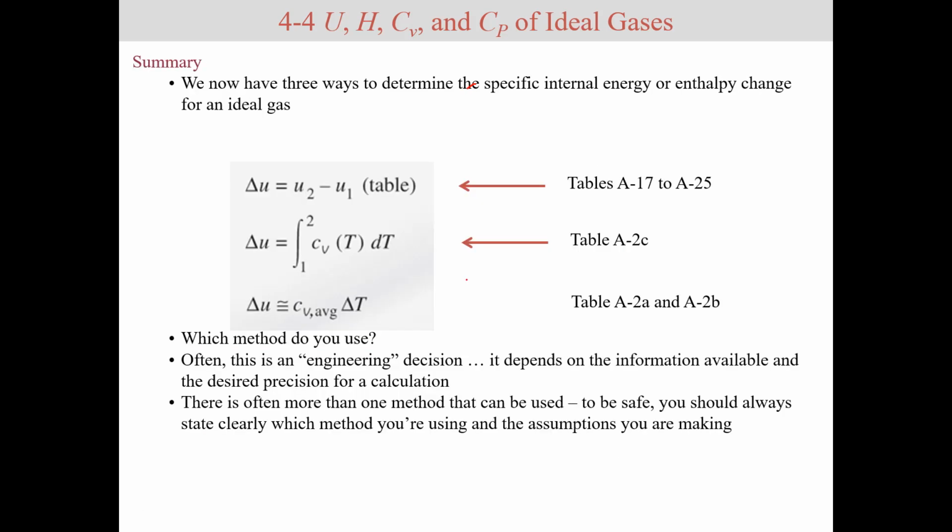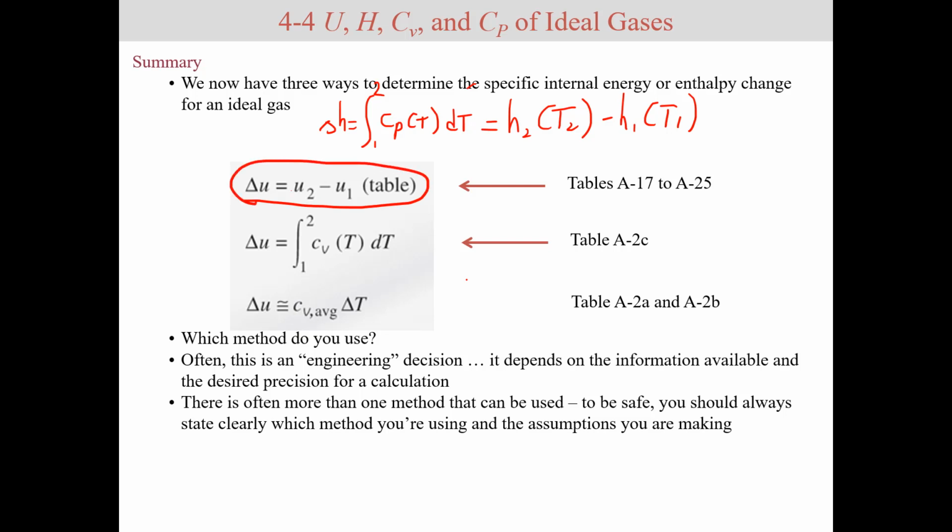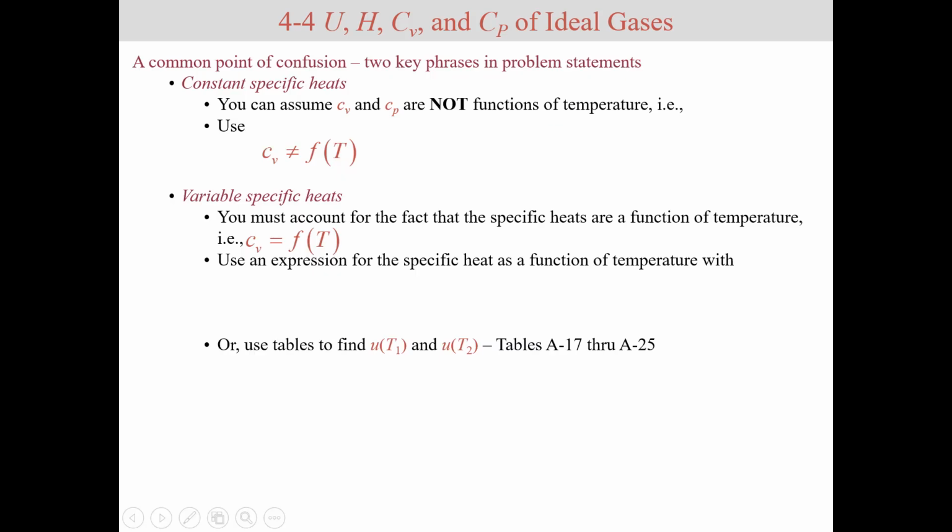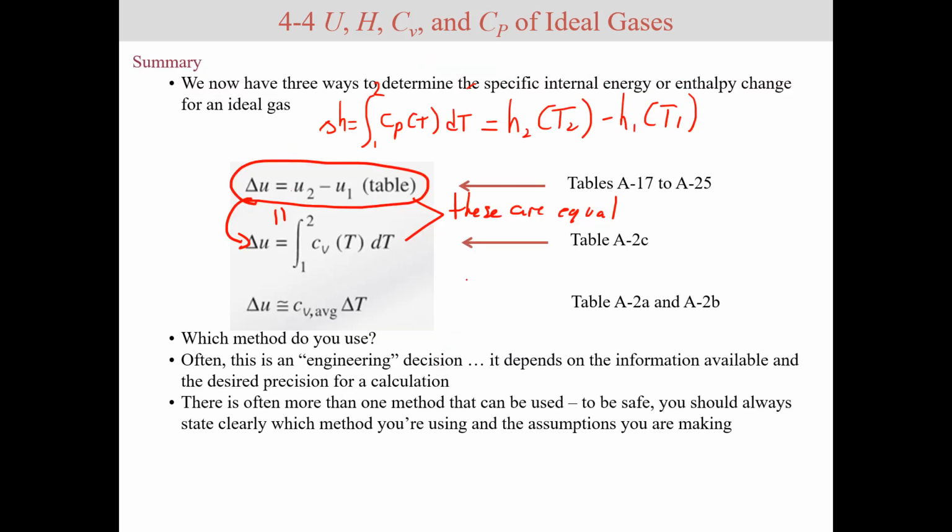So I can just go to the table. Let's say I wanted to find delta H, which is equal to the integral from 1 to 2 of Cp(T) dT. What I could do is go to the tables, find H2 at T2, and subtract H1 at T1. This is equal to that. So if I want to account for the variation of specific heat, I will go ahead and use the tables.